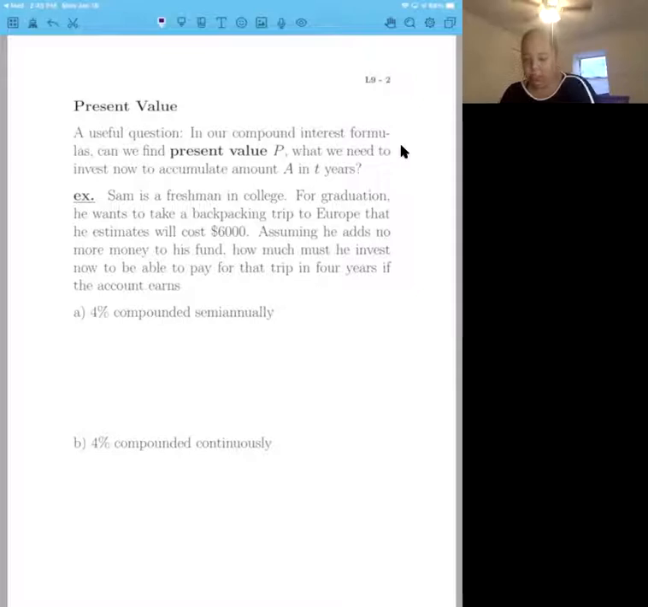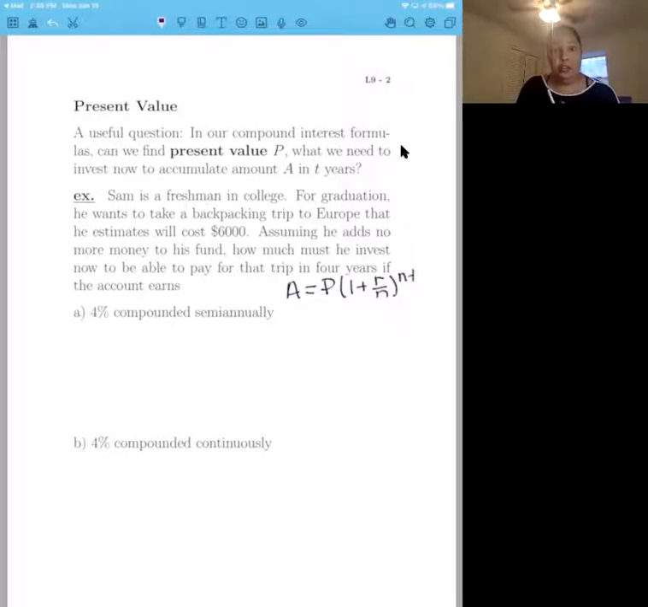So Sam is a freshman in college. For graduation, he wants to take a backpacking trip to Europe that he estimates will cost $6,000. Assuming he adds no more money to his fund, how much must he invest now to be able to pay for that trip in 4 years if the account earns 4% compounded semi-annually? All right, so again, we want to use A equals P times (1 plus r over n) to the nt. We want to end up with $6,000, so A equals 6,000.